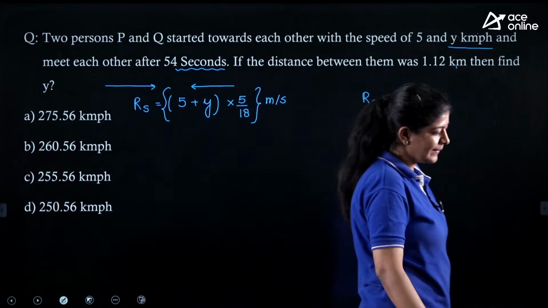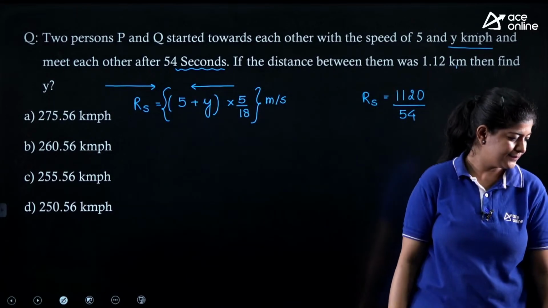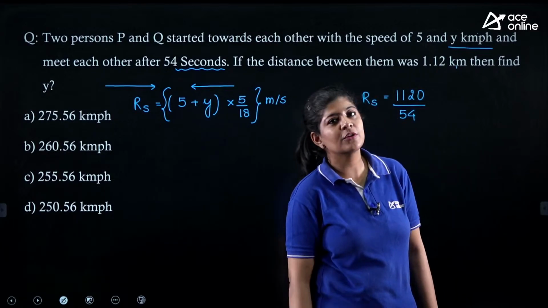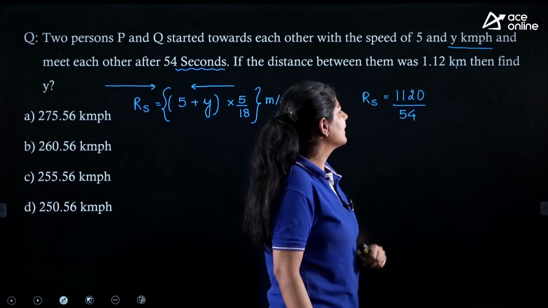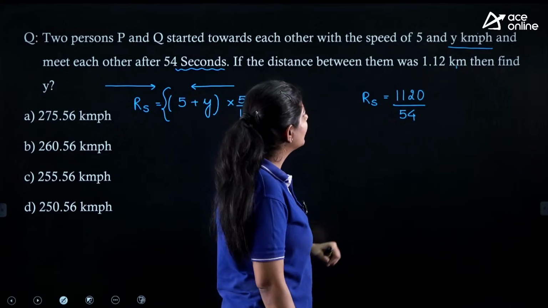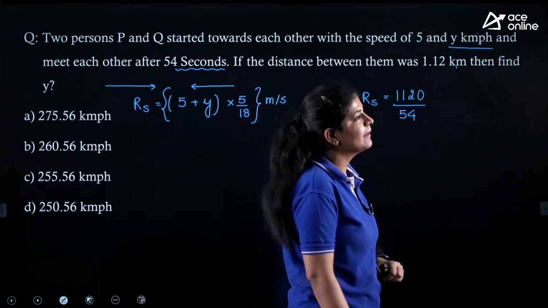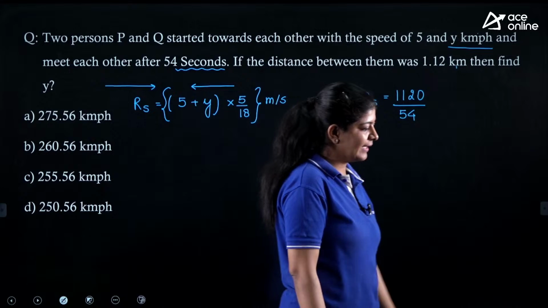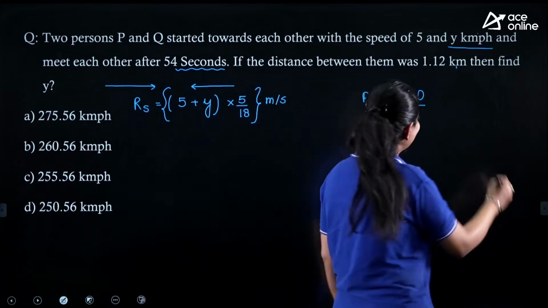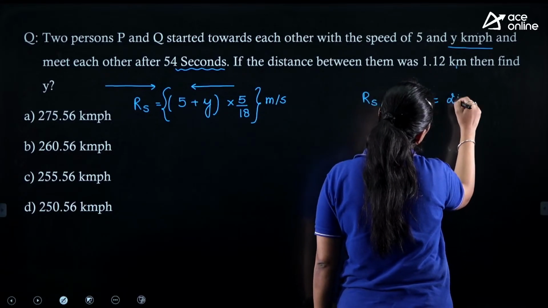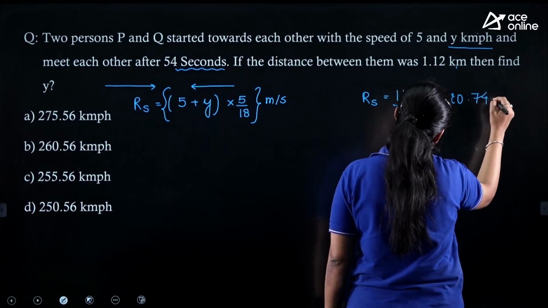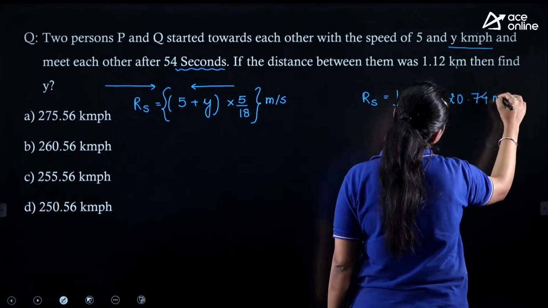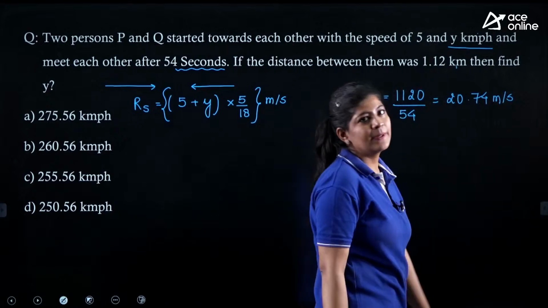Any one of you in the comment section, what value are we getting over here if we divide 1120 by 54? I can use a calculator. So here we are getting 20.74, and this is in meters per second.